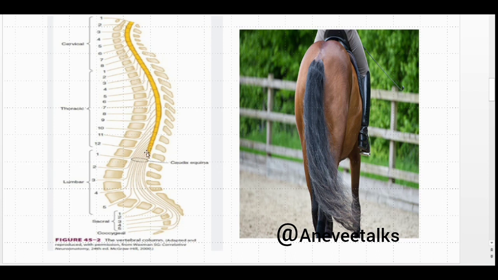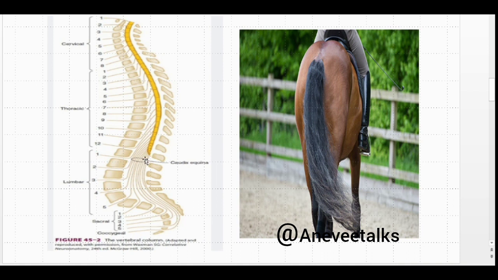The structure where the spinal cord ends, at the L1 vertebra, is called the conus medullaris. Conus medullaris. Pronounce it: conus medullaris. The place where the spinal cord ends is the structure we call the conus medullaris.